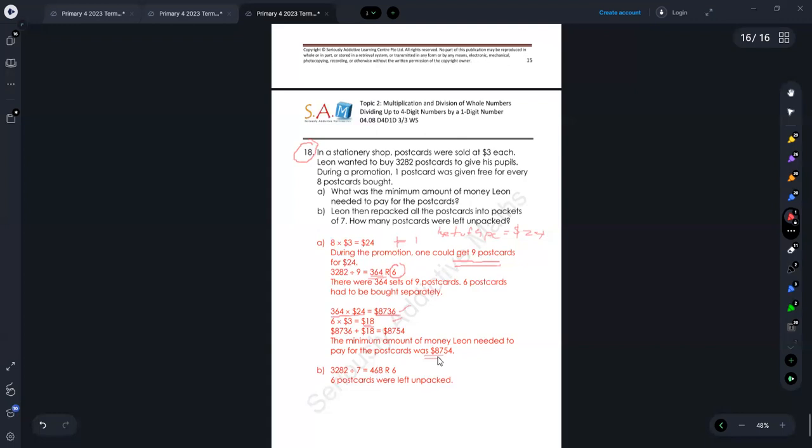Leon then repacked all the postcards into packets of 7. So first of all, how many postcards did he buy? 3,282, and you need to divide it by 7. So there's a remainder. Okay, that's it for today's session.